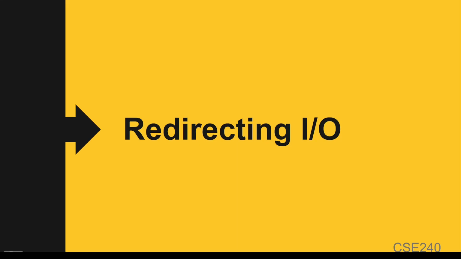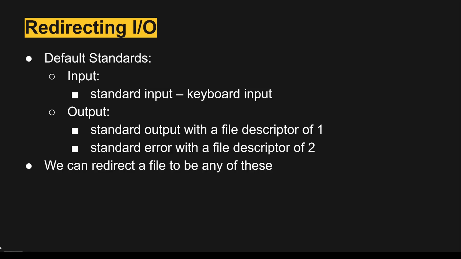Greetings, coders. In this video, we're going to talk about how to redirect input and output in Linux. By default, every executing program receives standard input, aka keyboard input, when we're in the terminal. This usually has a file descriptor of 0. Then we also have output, starting with standard output with a file descriptor of 1, and then there's also standard error with a file descriptor of 2. We won't really use standard error in this course, but I thought I'd go ahead and include it here.